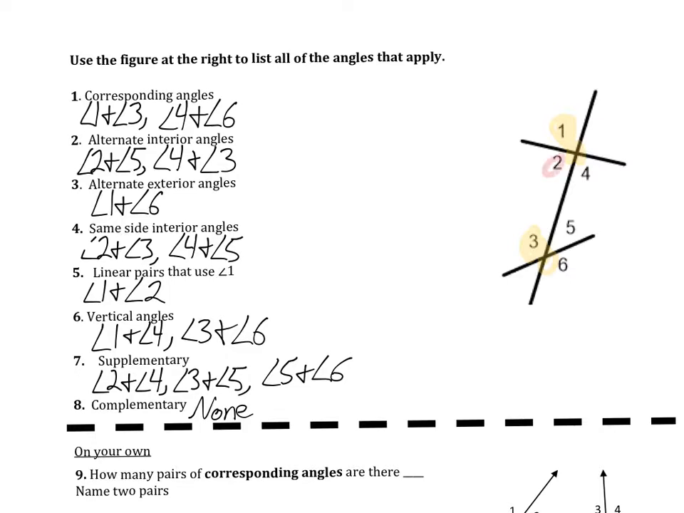Angle 2 is in the bottom right. Do I have a number in my bottom right over here? No, so that's not going to help us. What about 4? 4 is in the bottom right, and 6 is also in the bottom right. So that's why I said 4 and 6. 5, there's nothing that goes along with 5 because it's top right. We don't have a top right on the top line. So that one's done. Okay, the next one.